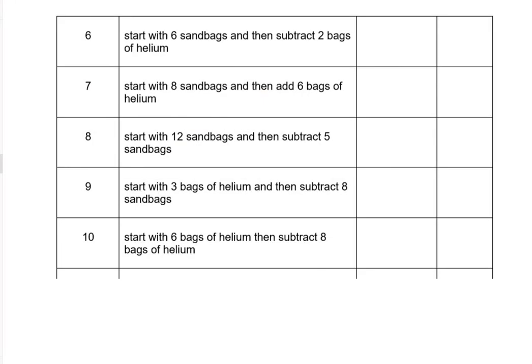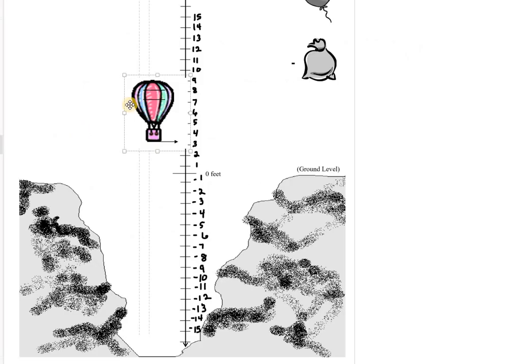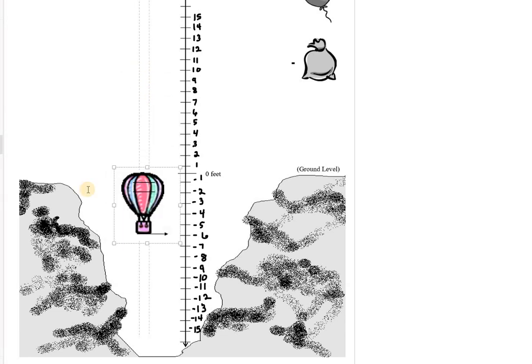Problem 6. We're going to start with 6 sandbags, so that's negative 6. And then we're going to subtract 2 bags of helium. We have negative 6 minus 2. So we're starting with negative 6, and we're taking away 2 helium. So when I take away helium, my balloon is going to go down. So I'm going to end up at negative 8.